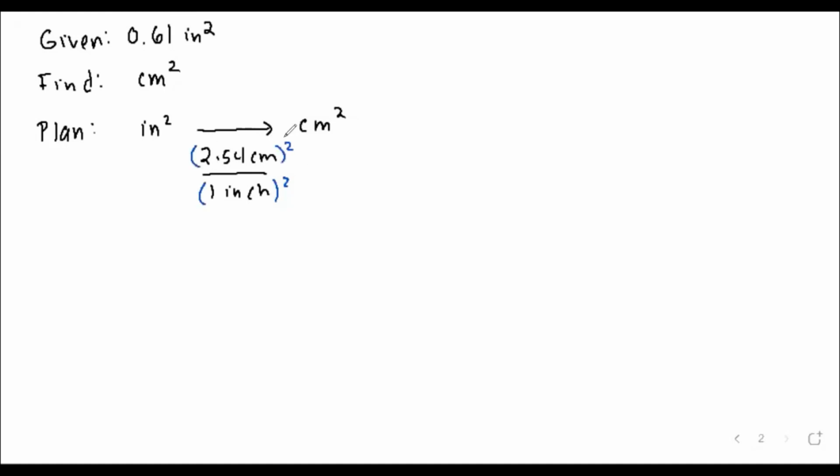But we're dealing with squares of both of those, so we need to square the conversion factor. And since the square is outside the parentheses, it's going to apply to the units, which is great because we want to end up in centimeters squared. And it's also going to apply to the number. And since 1 squared is just 1, it won't affect the per inches squared.